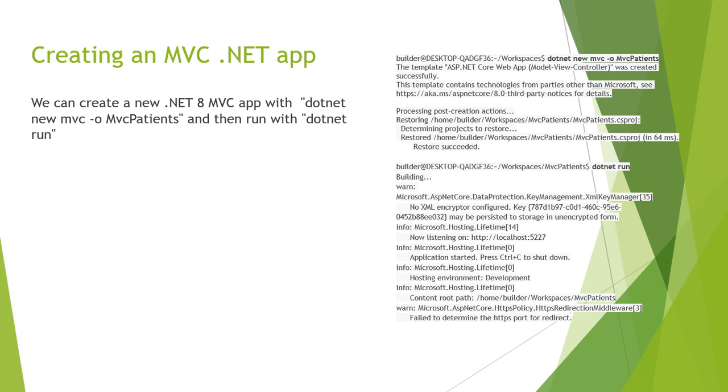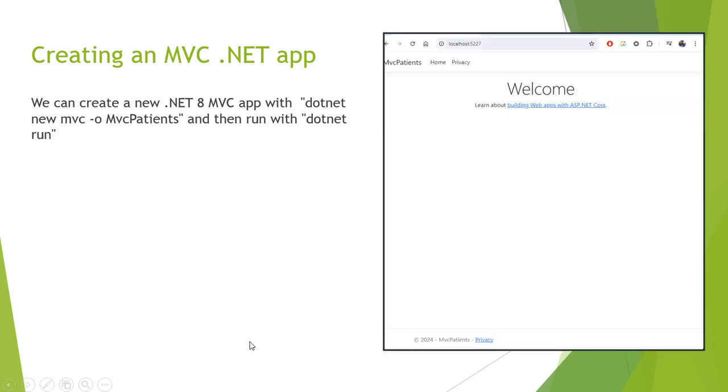There's a couple different types of .NET apps you can make. I'm going to be making what's called a model view controller, or an MVC app. So you can see I say dotnet new mvc, and the output is going to be an MVC patients app. I can then do a dotnet run, and hey, look, I made an ASP.NET Core app. Yay! First hello world is done.